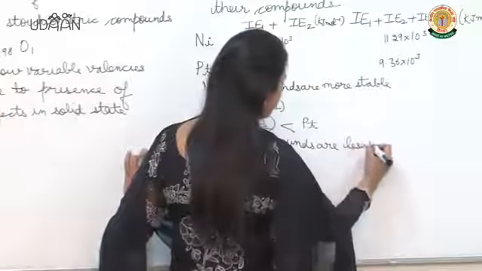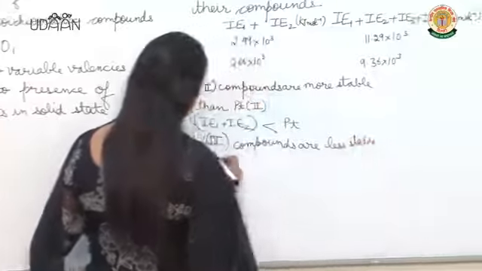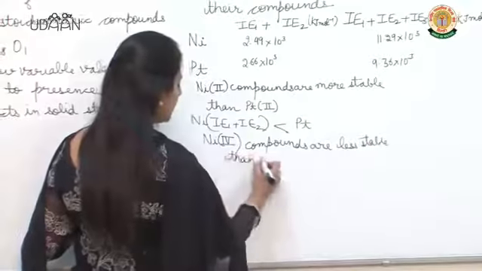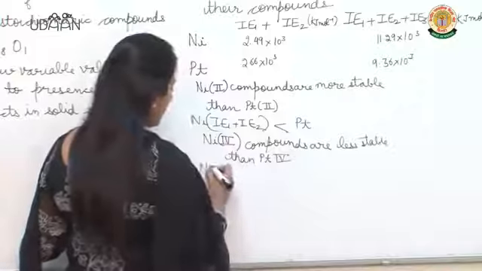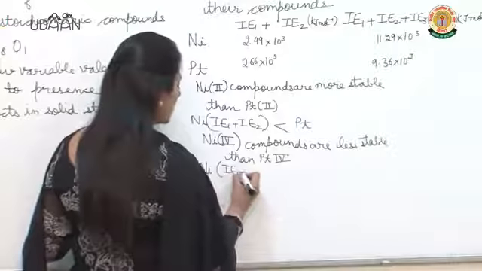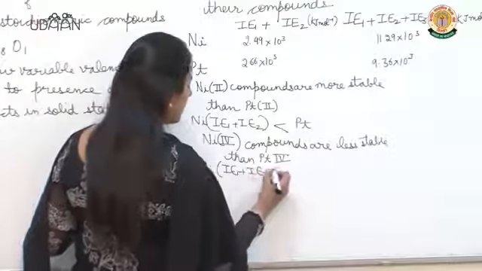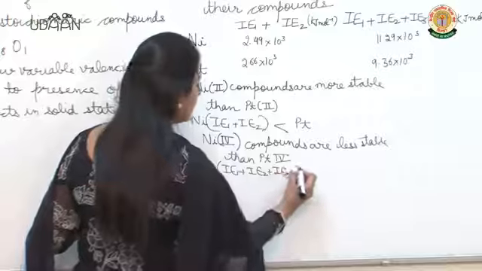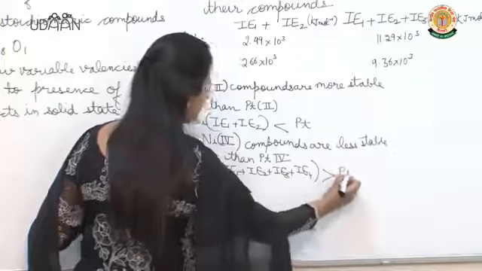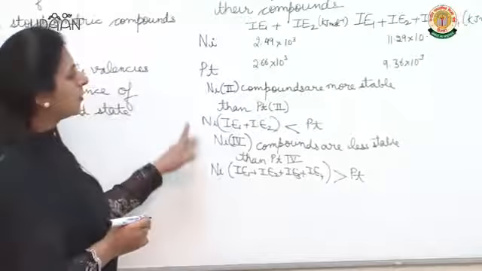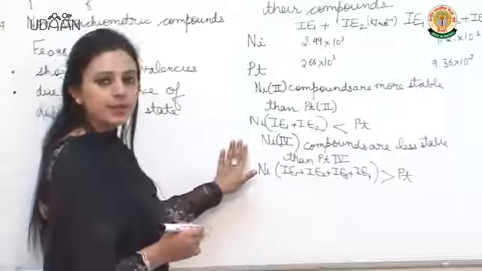less stable than platinum 4. What is the reason? Because the sum of the first 4 ionization energies for nickel is higher as compared to platinum. Therefore, nickel 4 compounds are less stable.